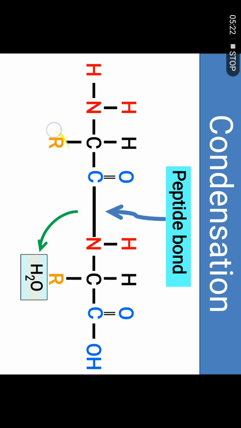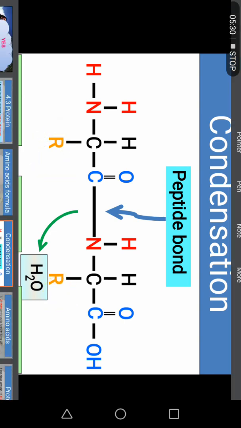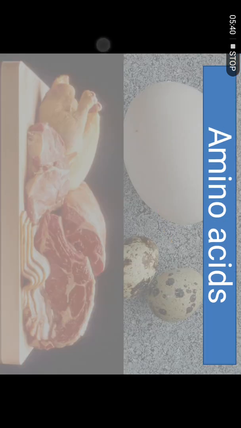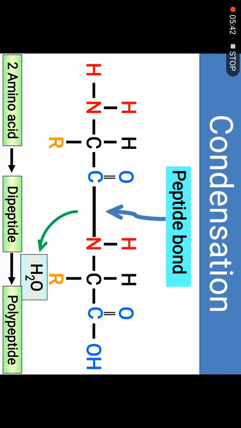The R here and the R here show that these are two different ones, maybe R1 and R2, or the same amino acid can also link together. It's not necessary to have a different one. So you have the peptide bond when the two amino acids link. So you see down here, two amino acids.